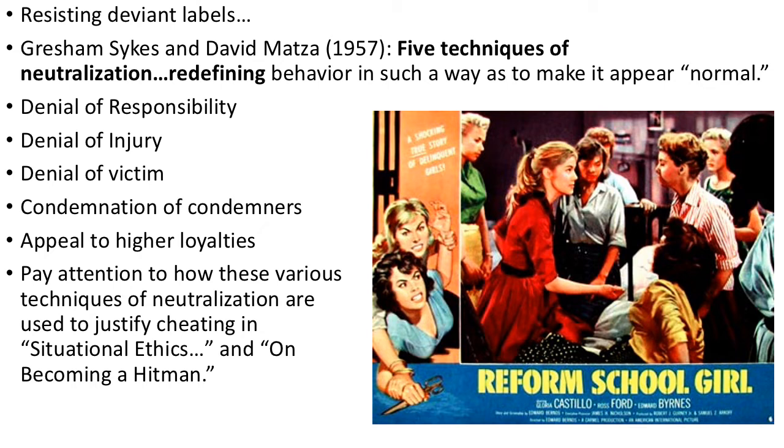I say down here at the bottom, pay attention to how these techniques of neutralization were used to justify cheating in the article Situational Ethics and in the article Becoming a Hitman. In Situational Ethics, which is about college student cheating, students sometimes, when they were confronted with cheating, tried to say it was something they really couldn't avoid. That the demands of the professor were so unreasonable that they were forced to cheat, and so it really wasn't their fault. Even defining themselves as a kind of victim.